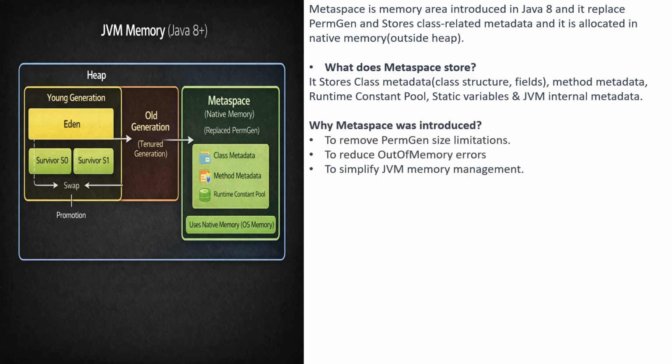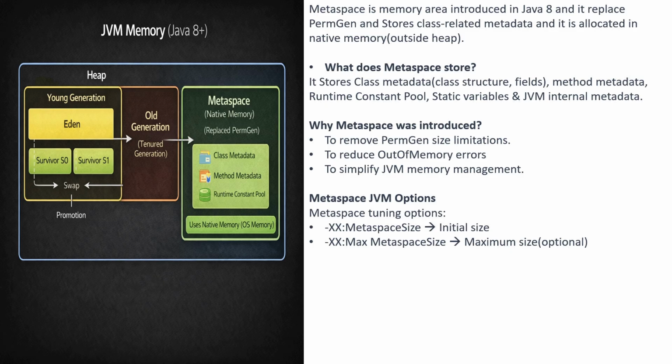So why was metaspace introduced? It was introduced to remove perm generation size limitations. We know perm generation had size limitations. So metaspace does not have any size limitations. It grows when required. It helps to reduce out of memory errors. It helps to simplify JVM memory management.